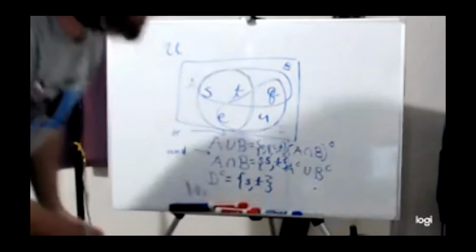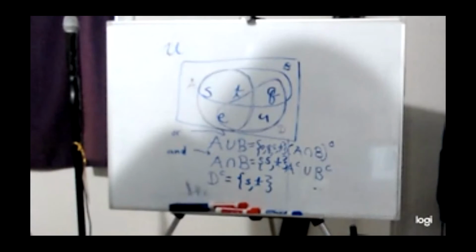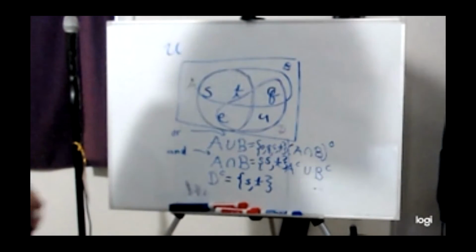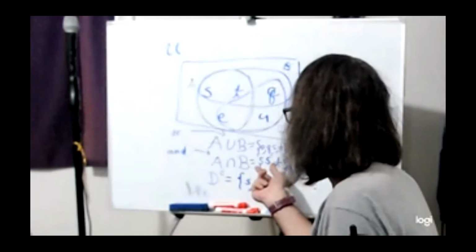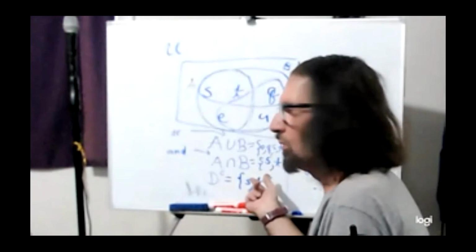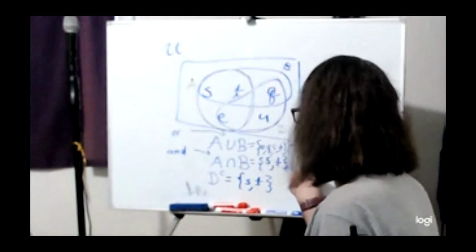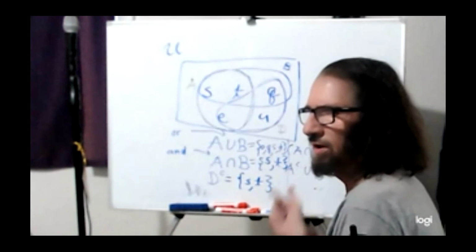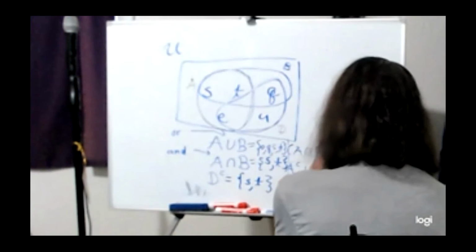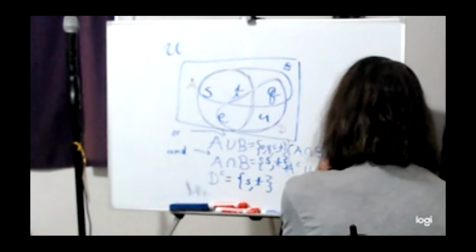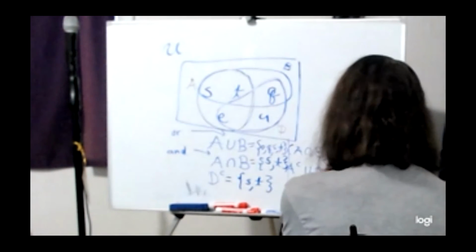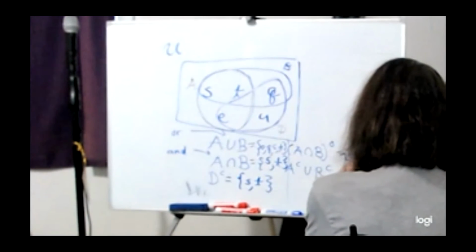Now, as for A intersect B, finding the complement of that, then since A intersect B was the elements S and T, the complement of that is going to be everything else besides those 2. So we would have the E, Q, and U.